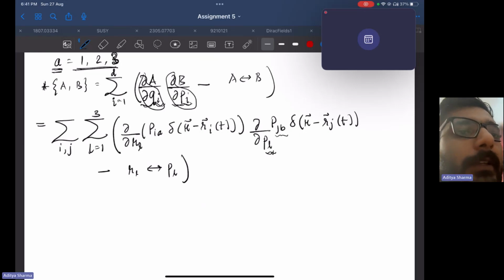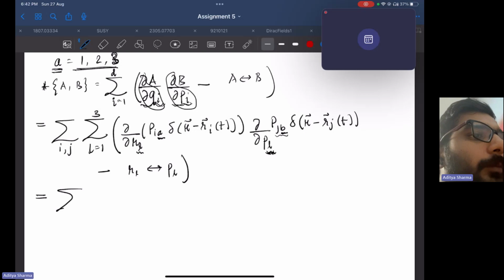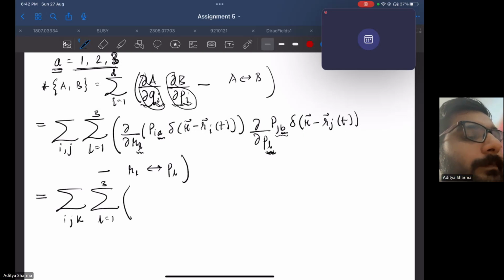So this L actually corresponds to this B index, because L corresponds to dimension. This is corresponding to the A index here. And the index before that, which says which particle it is, is not mentioned in the Poisson bracket operators, right? So to incorporate that, we'll put one more new index, i, j, k. L is from 1 to 3.